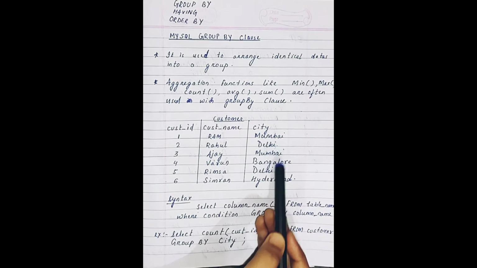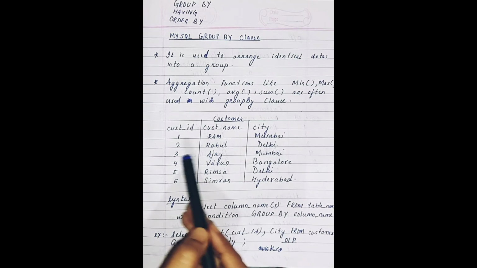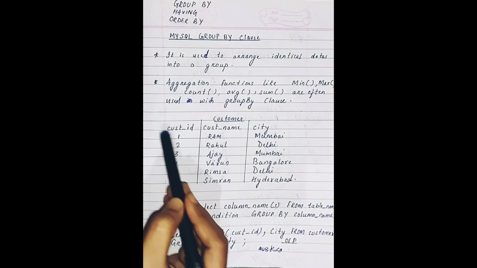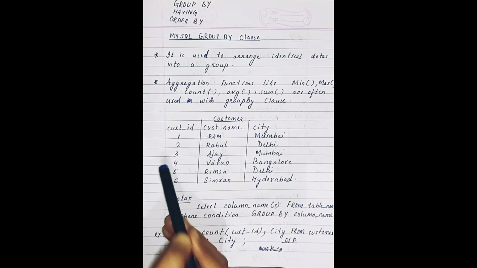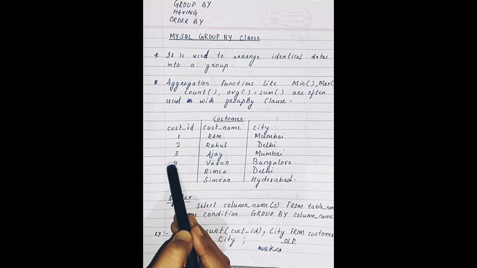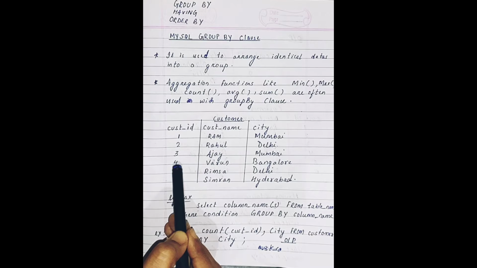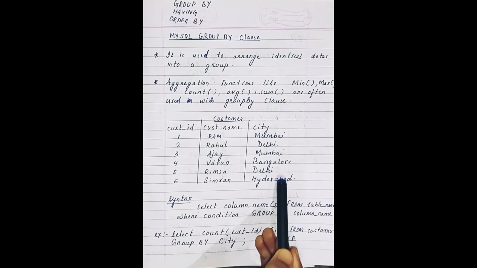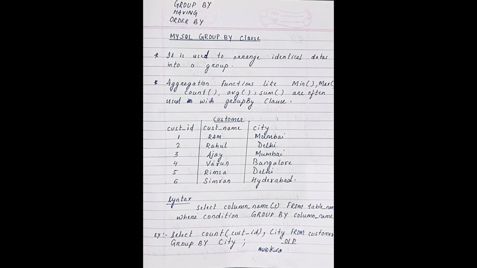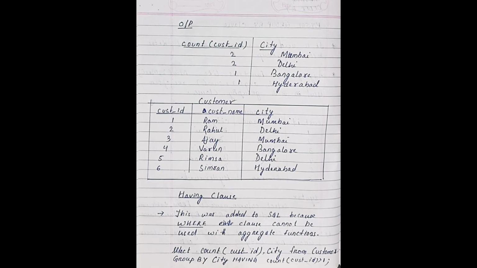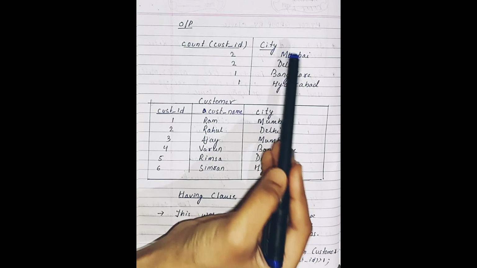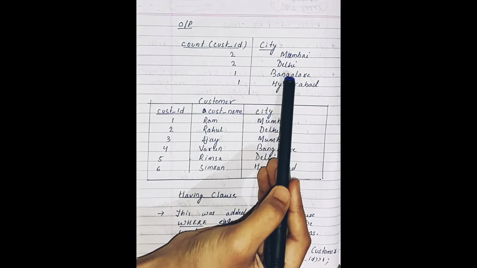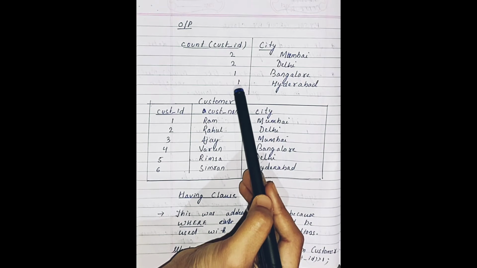Similarly, Delhi will be arranged into one group, and cust id 2 is staying in Delhi and cust id 5 is staying in Delhi. So count cust id for Delhi will be 2. Similarly, for Bangalore only cust id 4 is staying in Bangalore, so the count cust id will be 1. Similarly for Hyderabad, that is also 1. So the output will look like this: for Mumbai the count cust id is 2, for Delhi it is 2, for Bangalore it is 1, and for Hyderabad it is 1.